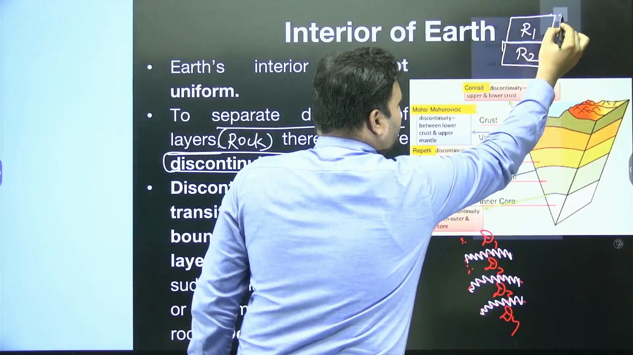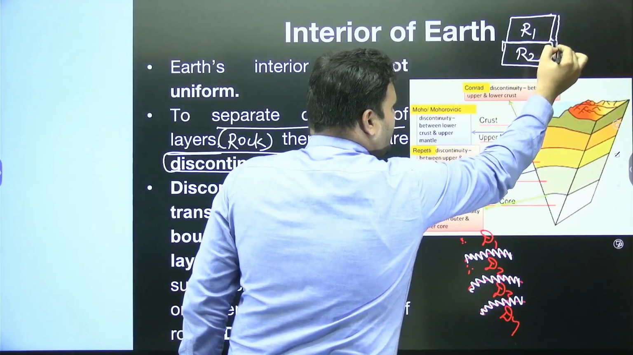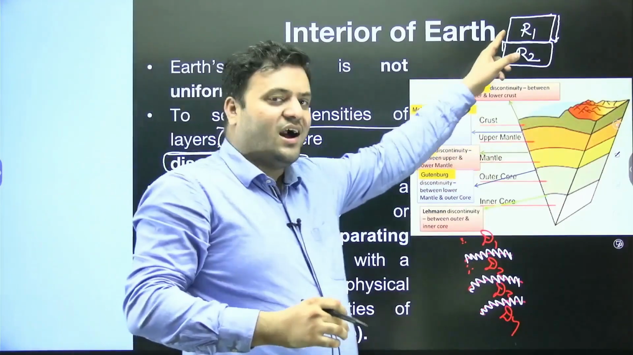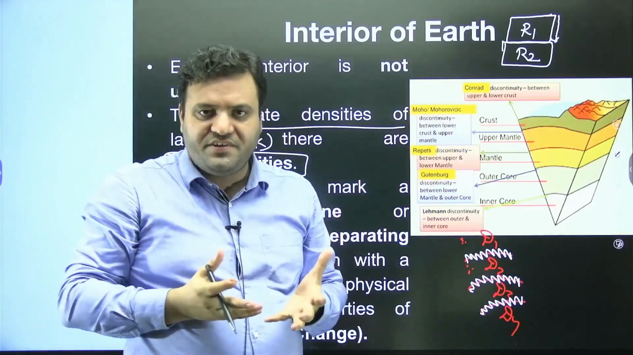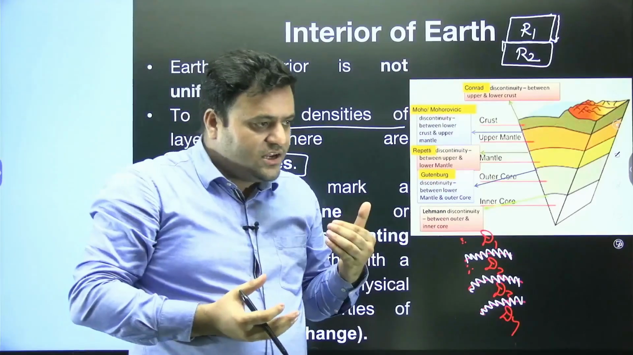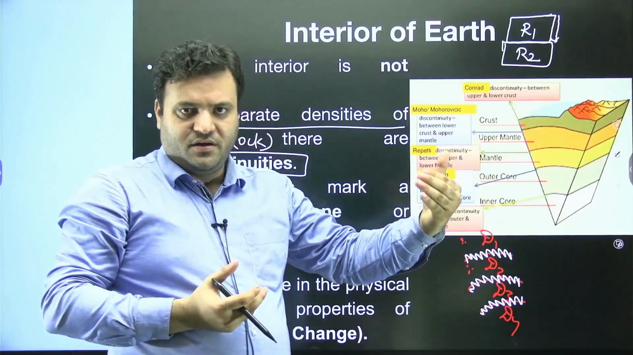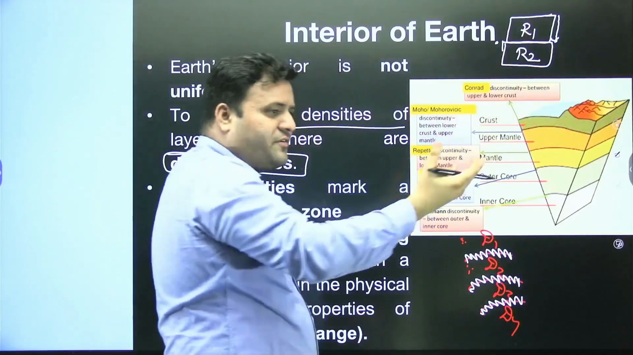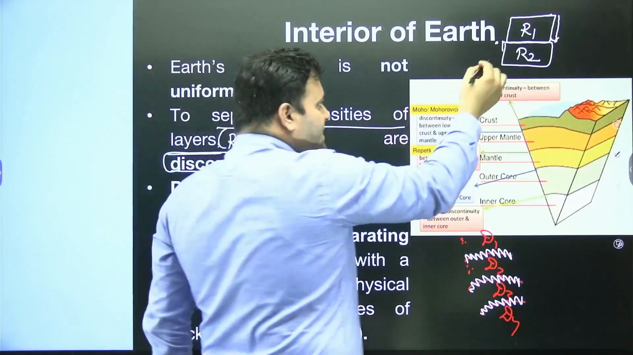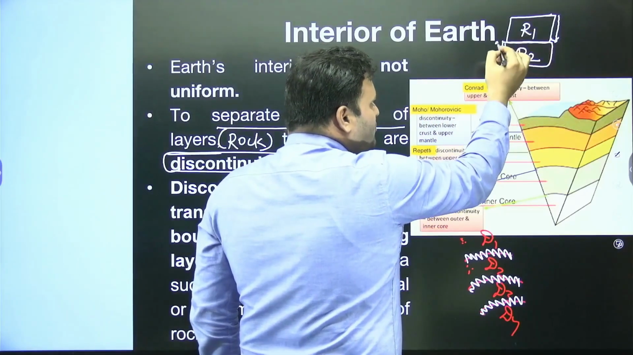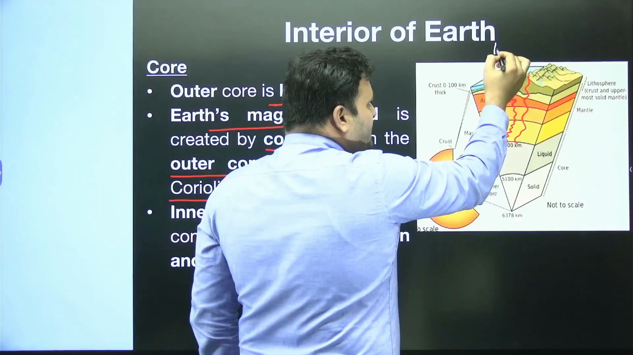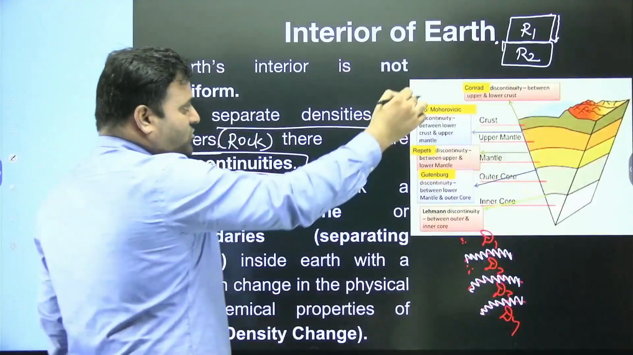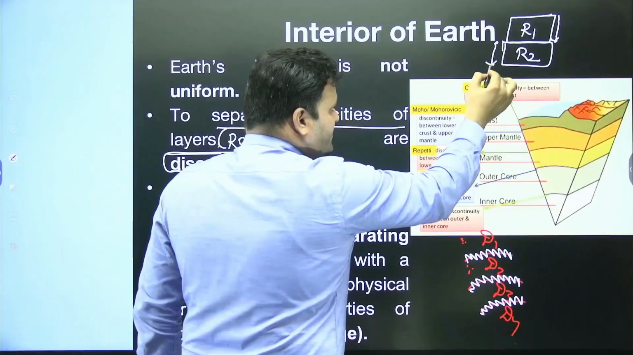When you are moving from this point and arriving here, you will say that there is a continuity of feature. This rock R1 has the same features, the same characteristics. So there is a continuity of features. And when you are about to enter this R2, which is comparatively different in terms of density, you will say that this R2 is contrastingly different in terms of its density.